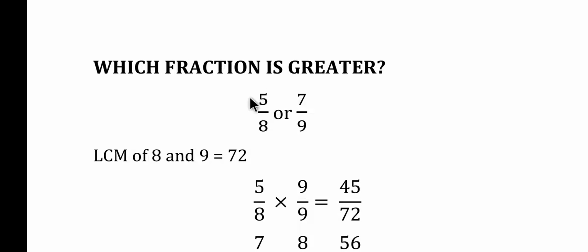So we will take the first fraction 5 by 8 and we'll multiply it with a number that will produce the denominator equal to the LCM. So 8 multiplied with 9 gives us the LCM 72. 72 is the LCM of 8 and 9. So if multiplied with 9, it will produce the LCM 72. That means we'll multiply with the same number in the numerator as well. So 5 into 9 is 45 and 8 into 9 is 72. So 45 by 72 is equivalent to 5 by 8.